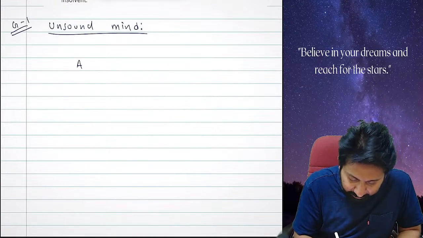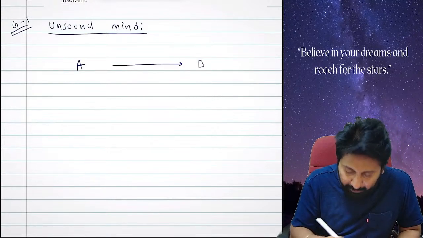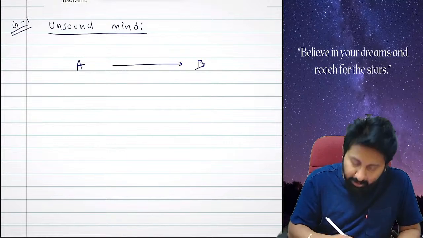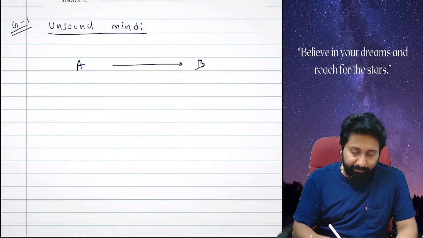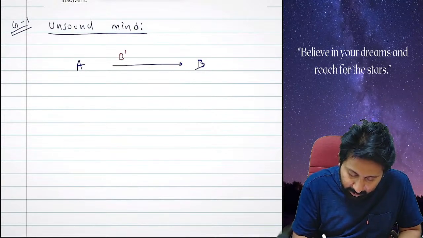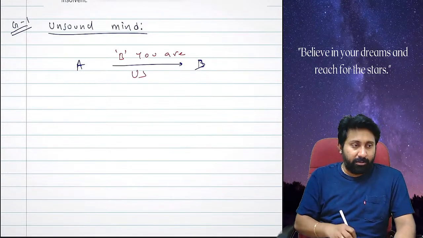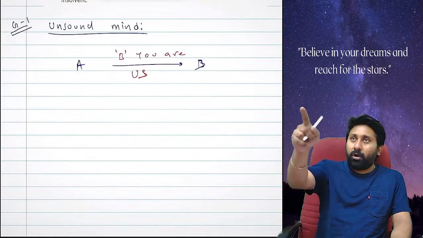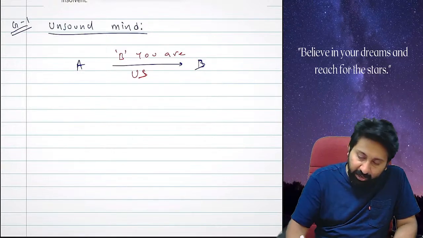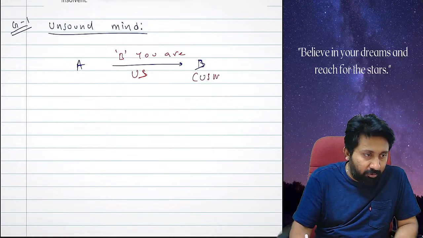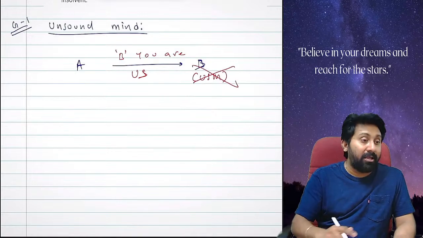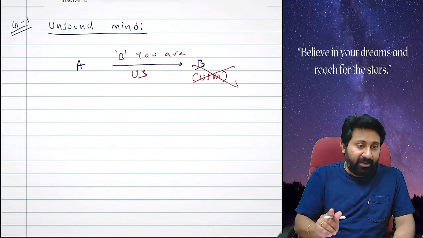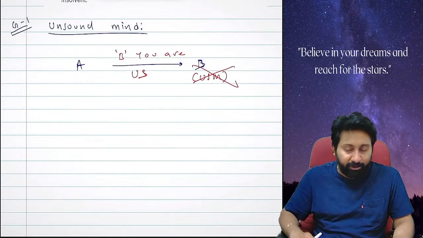A is there, B is there. A said to B, B, you are unsound. Who said? A said to B, B, you are unsound. Okay, now B is what? Unsound mind. Wrong. A should not tell that. That's the first important point you need to understand.